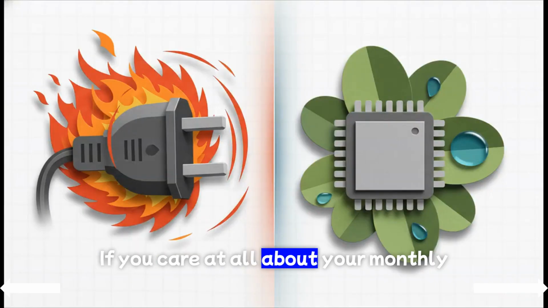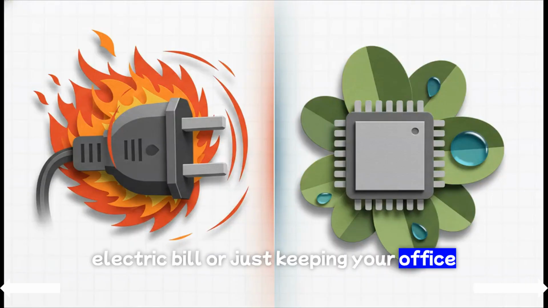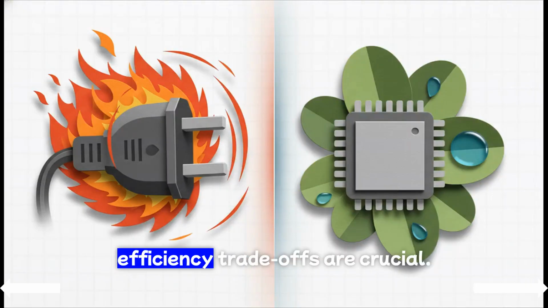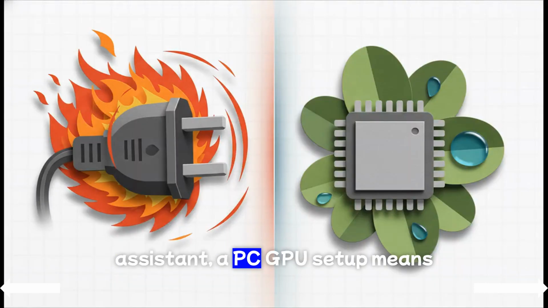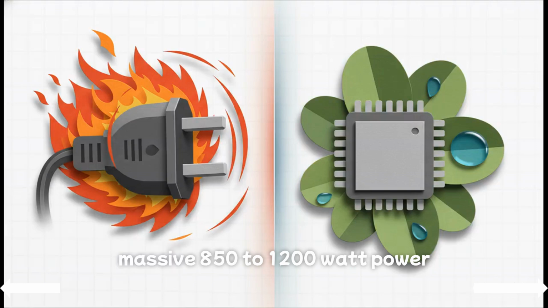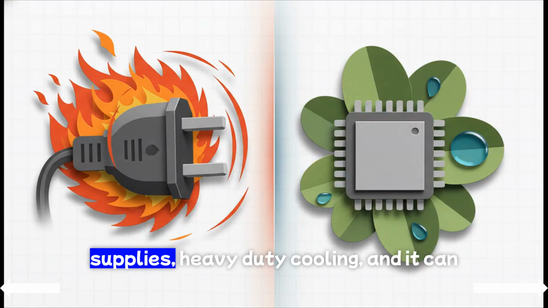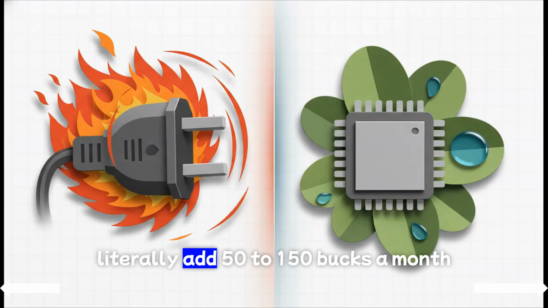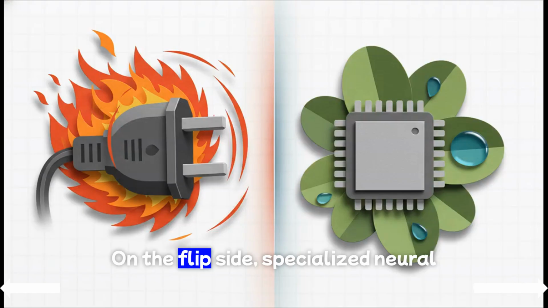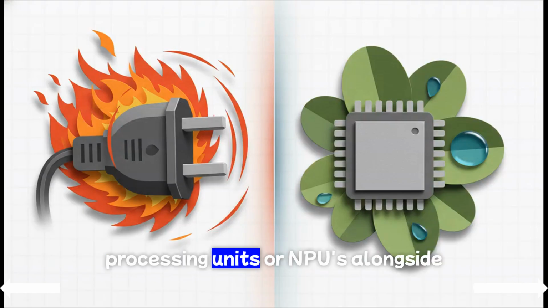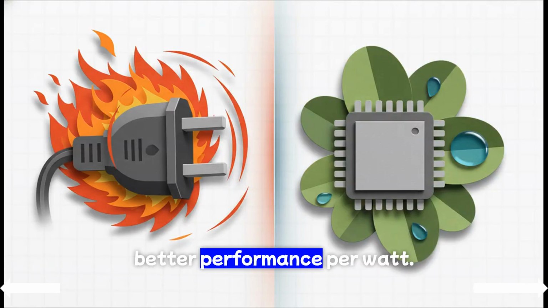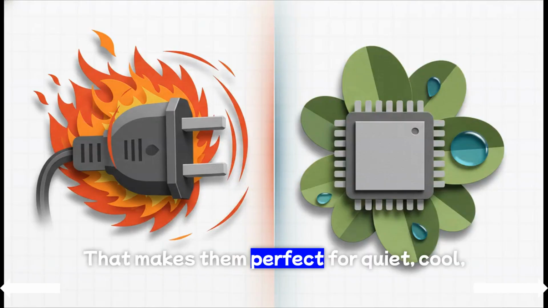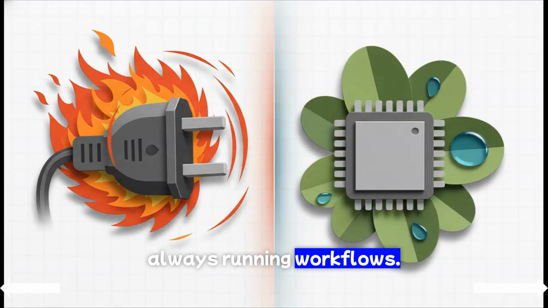If you care at all about your monthly electric bill or just keeping your office from turning into a total sauna, these efficiency trade-offs are crucial. When you're designing an always-on AI assistant, a PC GPU setup means massive 850 to 1200 watt power supplies, heavy-duty cooling, and it can literally add $50 to $150 a month just in electricity. On the flip side, specialized neural processing units, or NPUs, alongside Apple Silicon, give you 3 to 5 times better performance per watt. That makes them perfect for quiet, cool, always running workflows.